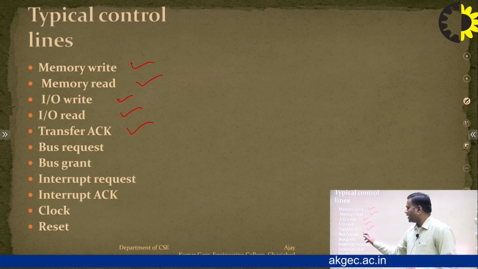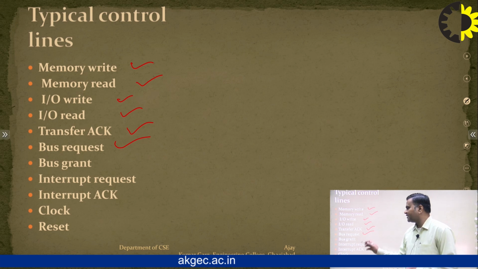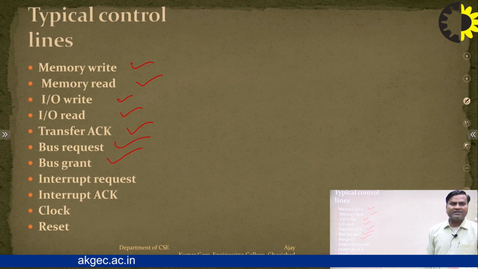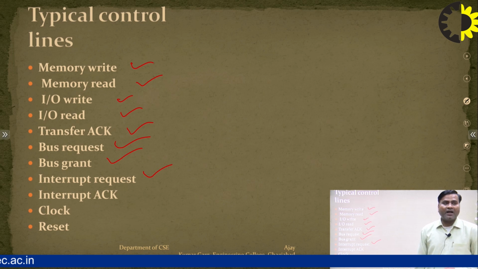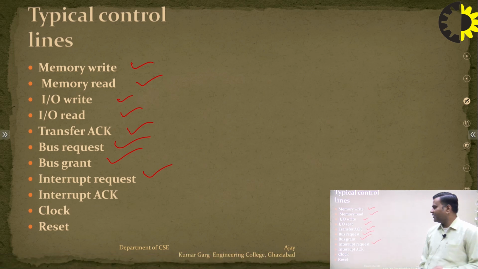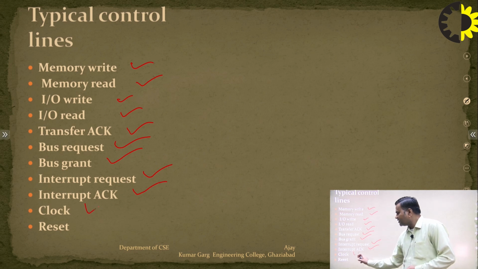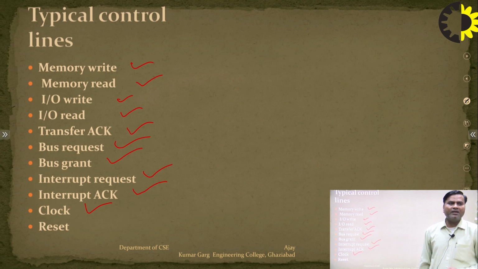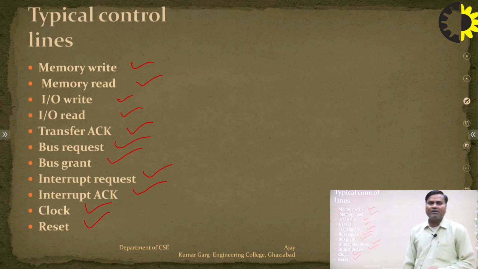Bus request: if I/O devices want the buses, then I/O devices generate a bus request. Bus grant is given by the processor. Interrupt request is generated by the I/O module. Interrupt ACK is given by the processor. Clock is basically used to synchronize all the operations in the computer system. And reset is used to reset the operation.